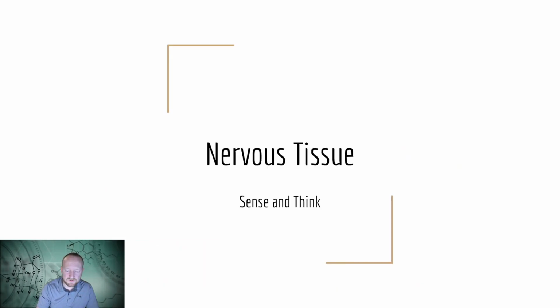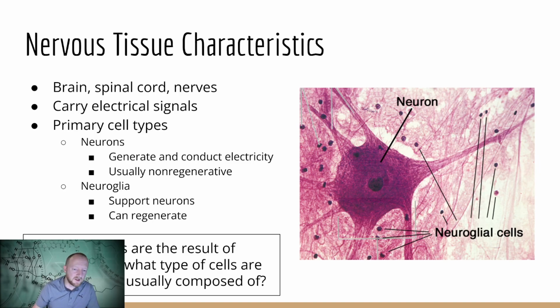Finally, nervous tissue, sense and think. Found within our brain, spinal cord, nerves, retina. Carries electrical signals. Our primary cell types are our neurons and our neuroglia. Usually people just say glial cells.